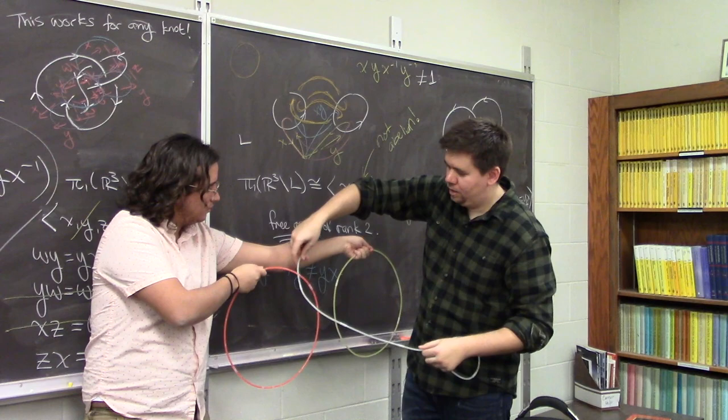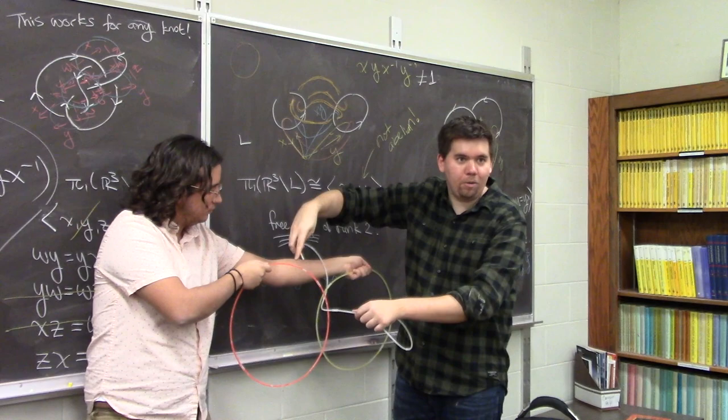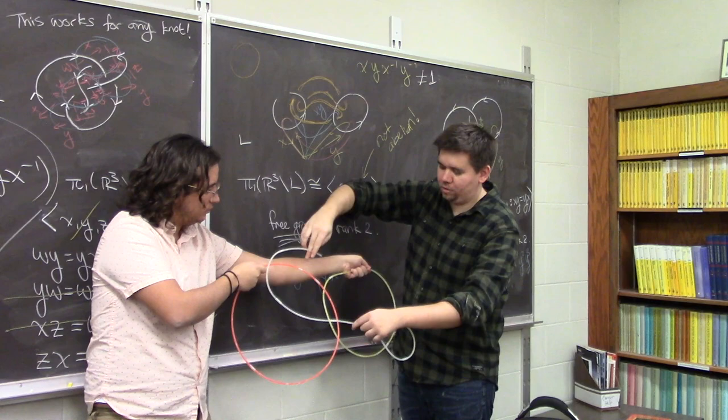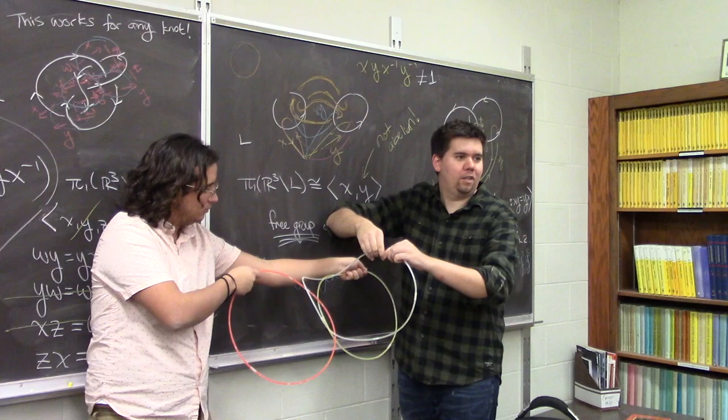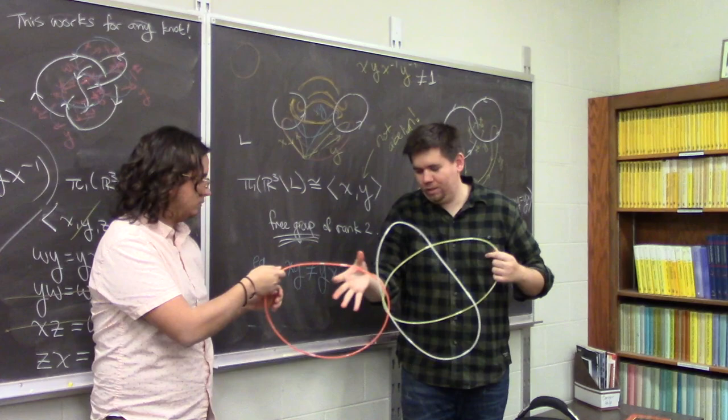Now for x inverse, instead of going in, I'm going to come out. So I'm coming out instead of going in. And for my y inverse, instead of going in, since it's y inverse, I come out, and I connect it up. So I've just made the word x, y, x inverse, y inverse. Thank you, Yasser. Now look what I made.